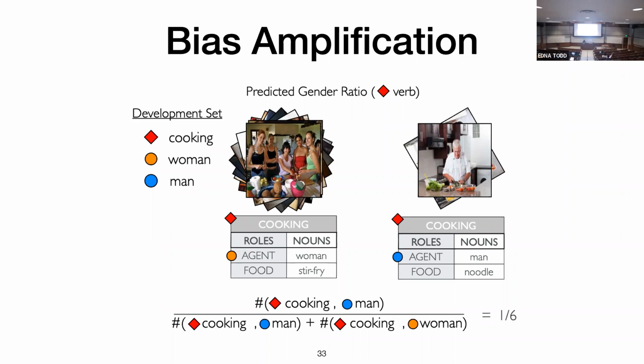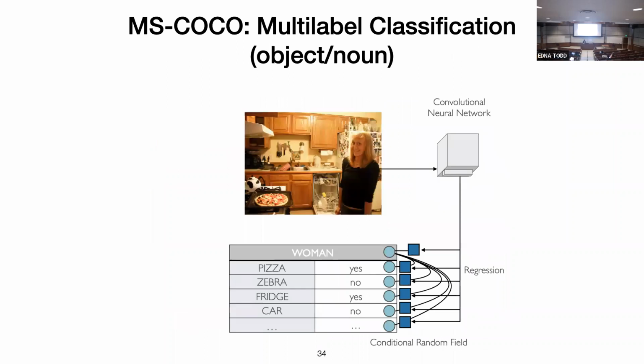So this is how we calculate this bias amplification, and I show it in the imSitu data set. We also did the same analysis on another data set called MS-COCO. This is a commonly used data set in the computer vision community for object detection and image captioning. We set a multi-label classification task based on this data set, and the model used is exactly the same as the previous one, so I will skip the details here.